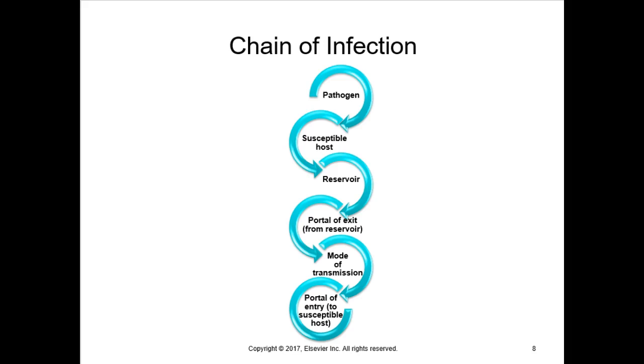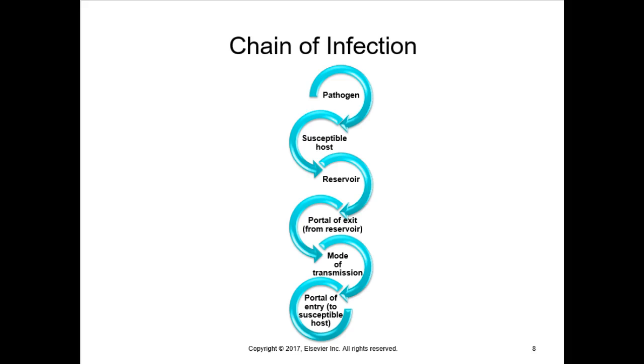Here's our famous chain of infection, and you're going to hear about this a lot because the best way to prevent an infection is to break the chain. So you have a pathogen and it's looking for a susceptible host, and it finds a little reservoir and says, this might be it. And so they have a little portal of exit, which is from the reservoir, and it goes in and says, okay, I'm ready and I'm waiting. And then it has a mode of transmission, and this is how it gets into the susceptible host. And then that portal of entry, that could be the eye, the nose, the mouth.